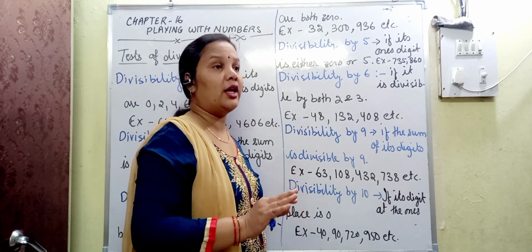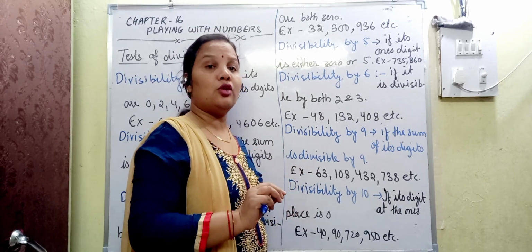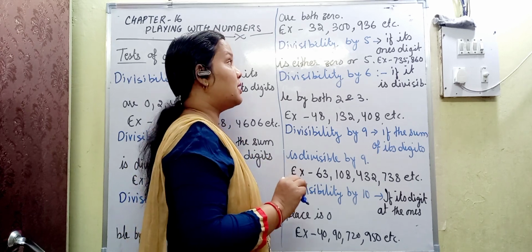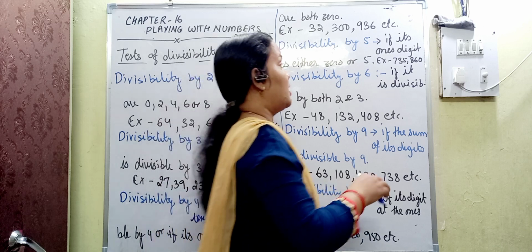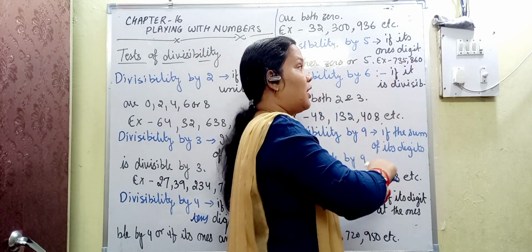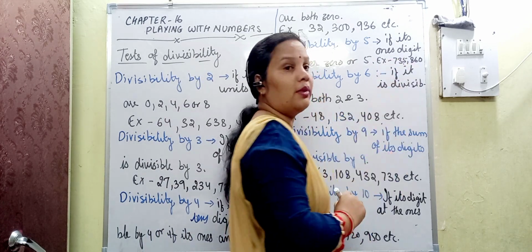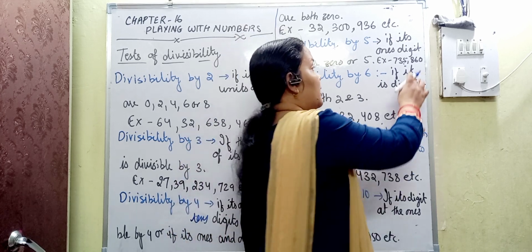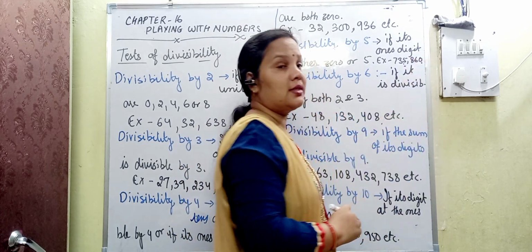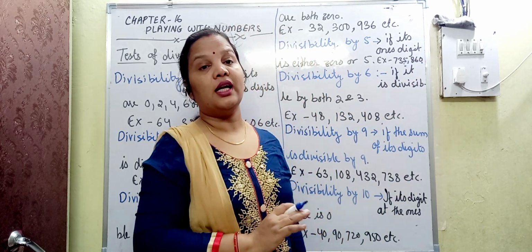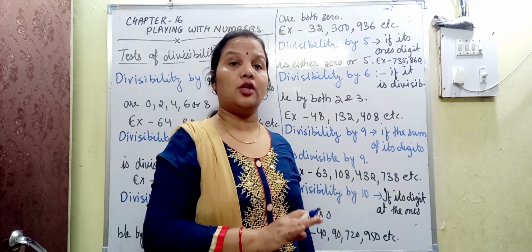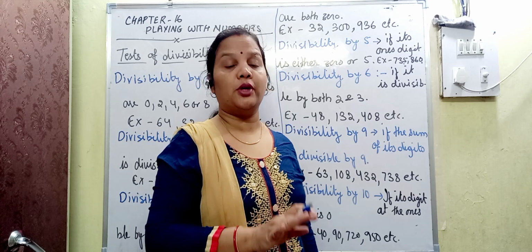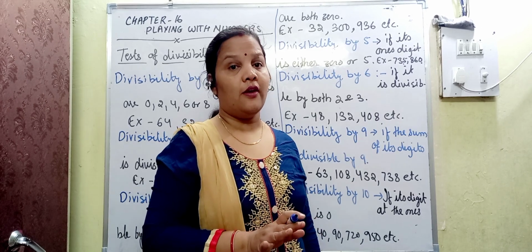So any number, if its ones place is 0 or 5, then we can say that yes, this number is divisible by 5. So here I have taken an example: 735. You can see that here the units place number is 5. And 860, the units place is 0. So both these numbers are divisible by 5. If the units place is 0 or 5, it means that particular number is divisible by 5.